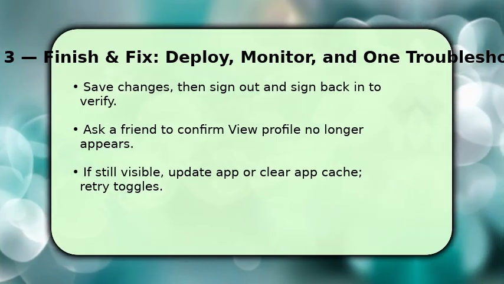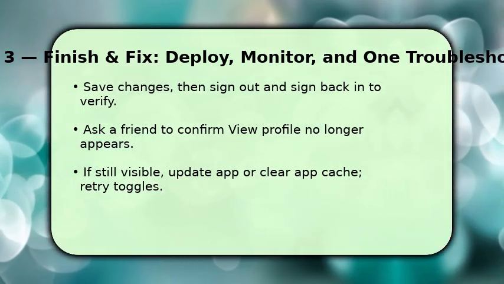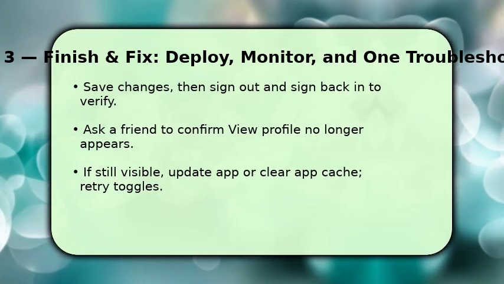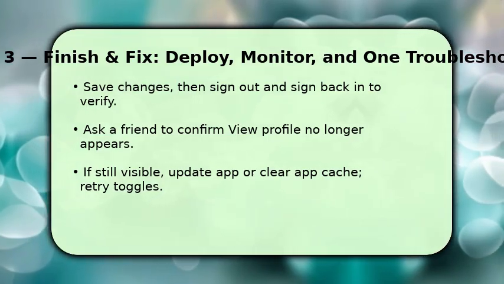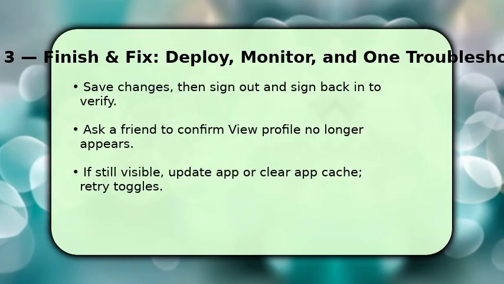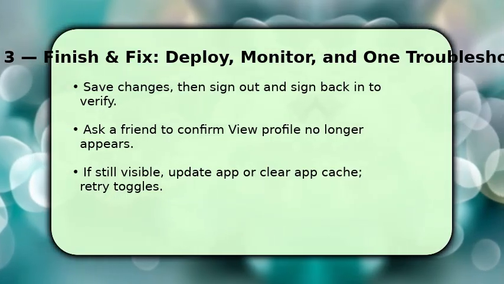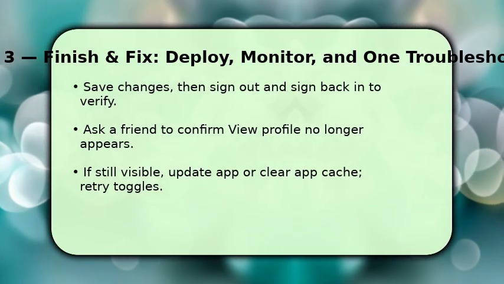If it didn't work, update TikTok or clear the app cache and repeat the toggles, because feature names and locations change between versions. If problems persist, temporarily switch to a private account as a fallback while you wait for an app update.